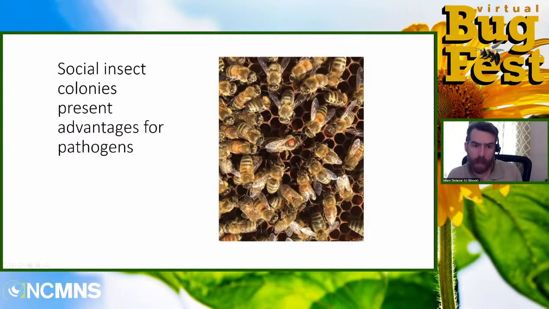One of the main things I wanted to talk about today was thinking about bees in the context of being social insects, because social insect colonies like bees and ants and termites present some real advantages if you're a pathogen, right? We've got this colony of tens of thousands of individuals. They're all touching each other all the time. They're constantly licking each other, spitting food in and out. And if you're a pathogen, it becomes very easy to move between those individuals.